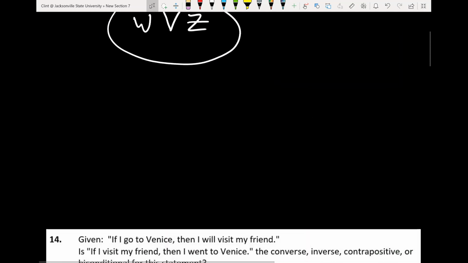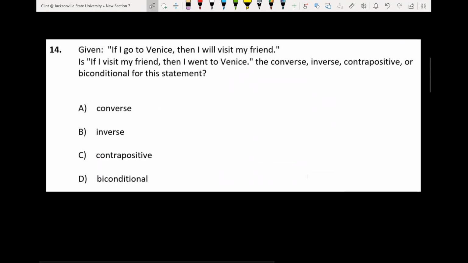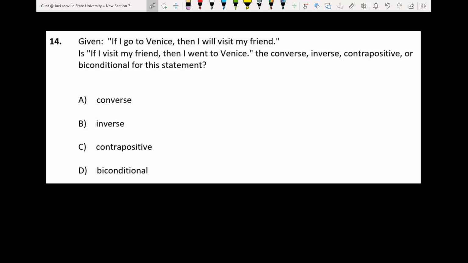Okay, number 14. So it gives us a statement, and the statement it gives us is: if I go to Venice, then I will visit my friend. And then it asks us if "if I visit my friend, then I went to Venice" is the converse, inverse, contrapositive, or biconditional for this statement.